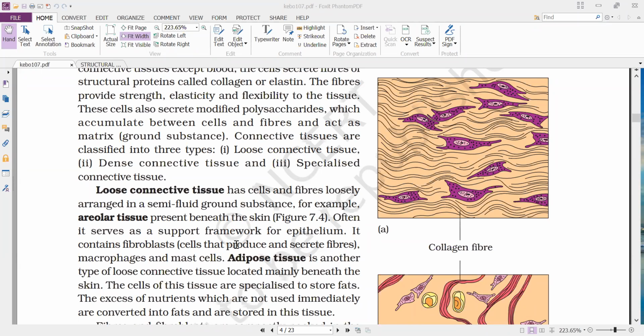Along with this, another type of tissue is also included under the loose connective tissue, that is adipose tissue. Adipose tissue is another type of loose connective tissue located mainly beneath the skin. We will find a lot of adipose tissue under the skin, just below the skin, under the surface of the skin layer.